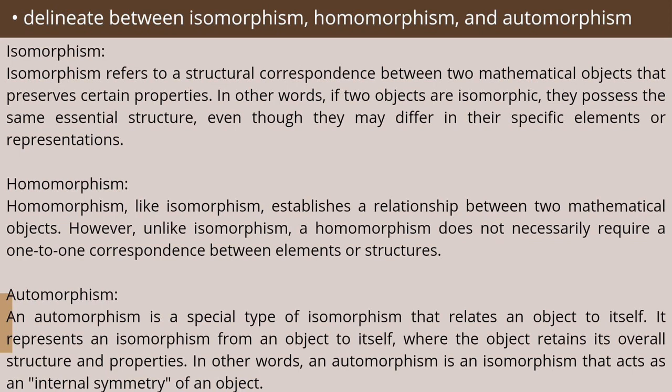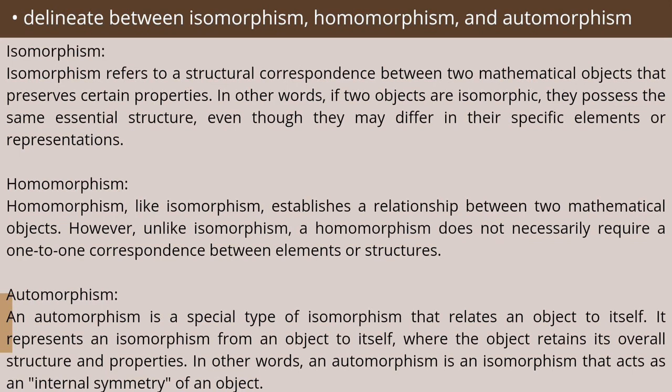Isomorphism refers to a structural correspondence between two mathematical objects that preserve certain properties. In other words, if two objects are isomorphic, they possess the same essential structure, even though they may differ in their specific elements or representations. In algebra, an isomorphism typically relates to algebraic structures, such as groups, rings, or fields, in a way that preserves the underlying operations and their properties.